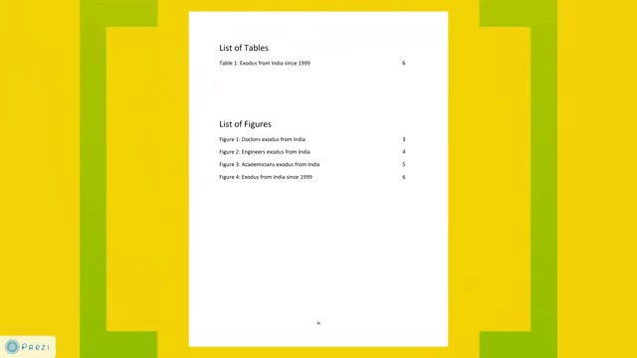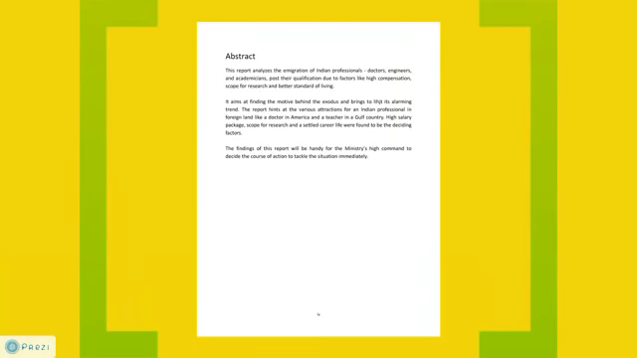Next, we have the list of tables and figures, which enlists all the tables and figures like pie charts, bar graphs, etc., along with the page number they appear at. After this comes the abstract. It states in brief the idea behind the report, what it aims at, and how it will be beneficial for the organization.